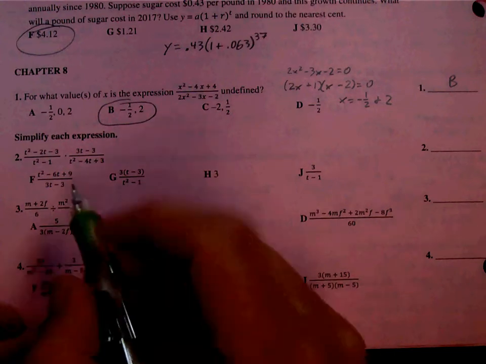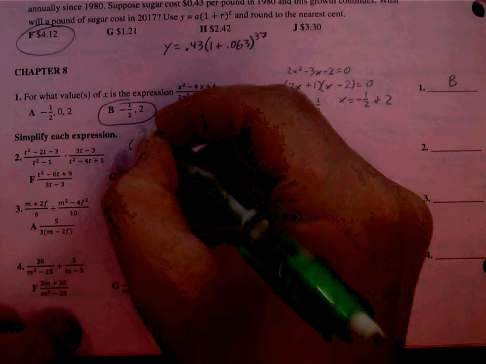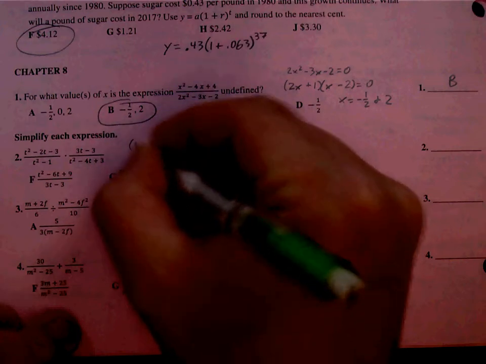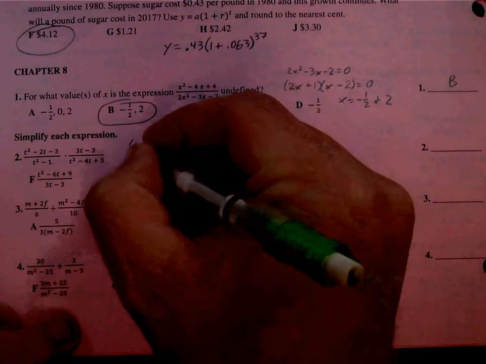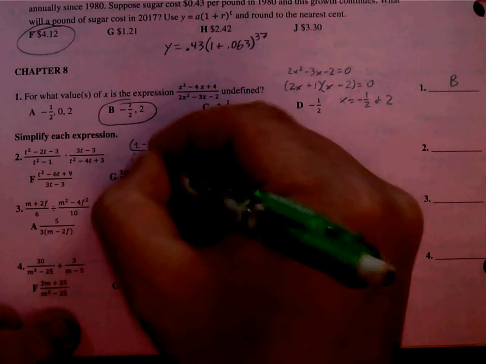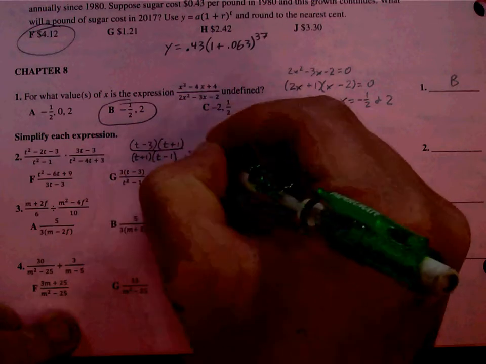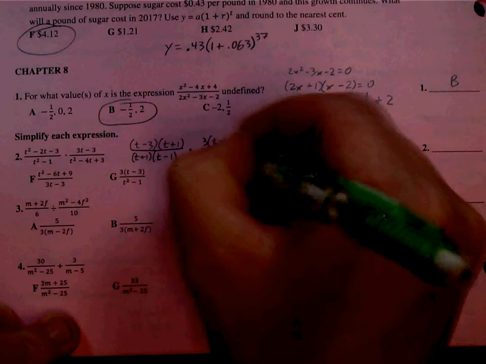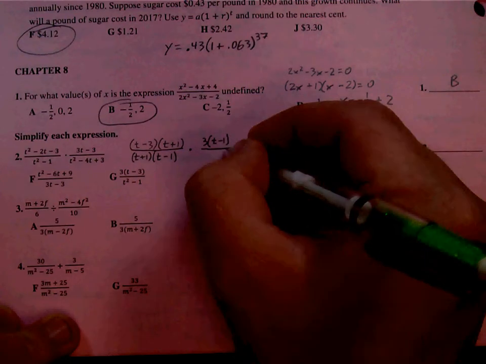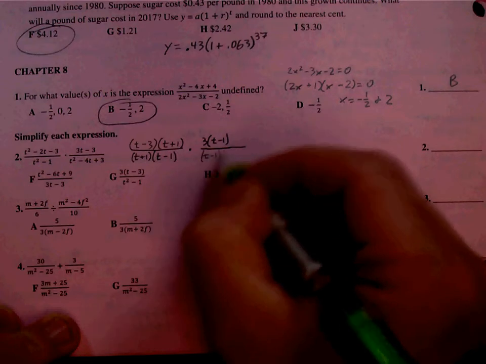Number 2, we're going to go ahead and factor each numerator and denominator. So t minus 3, t plus 1. T plus 1, t minus 1. Over here I factor 3 out, giving me t minus 1. And then down here, t minus 1 and t minus 3.